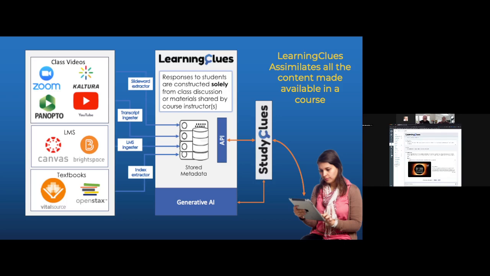And that's the concept here. It's only the material from your course. It's got the citations built in showing where that content is.